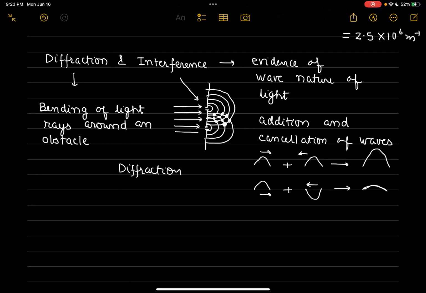So this diffraction is basically addition, not diffraction. This interference is basically the addition and subtraction of waves, and that tells us that the electromagnetic waves or the light waves undergo interference. So light waves are electromagnetic waves. Diffraction and interference, both are the evidences of wave nature of light, because these properties are shown by waves.